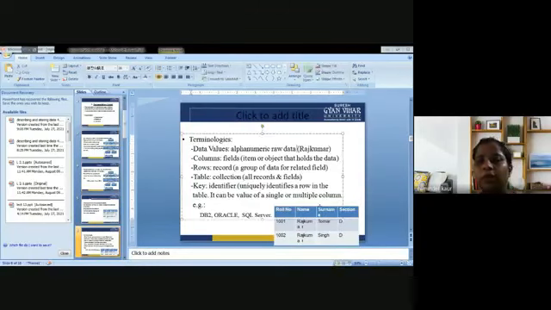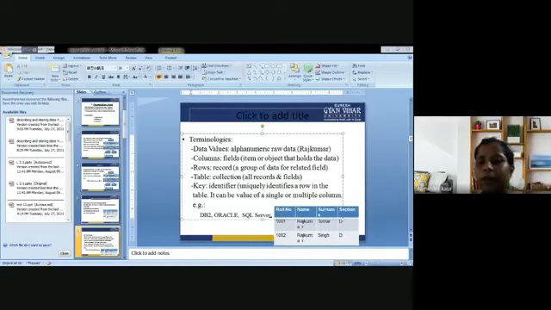There are more terms associated with this student table, like how we are supposed to store this roll number and this name. Data values could be alphanumeric raw data, that is Rajkumar. Column fields are there, this one. An item or object that holds the data is also called an item. Rows record a group of data for related fields. A table is a collection of various records and fields. So these are records and these are fields.